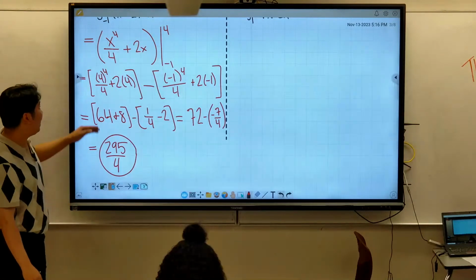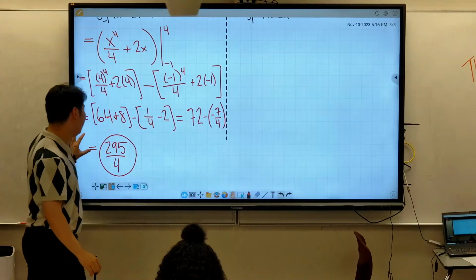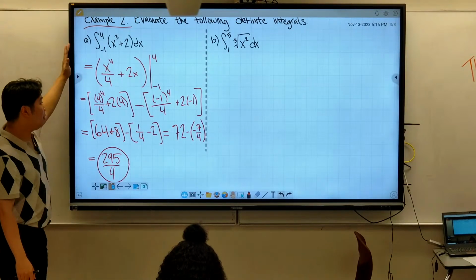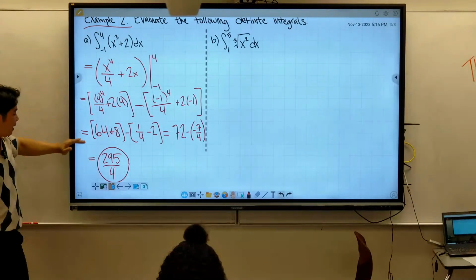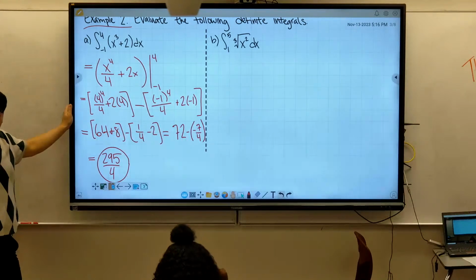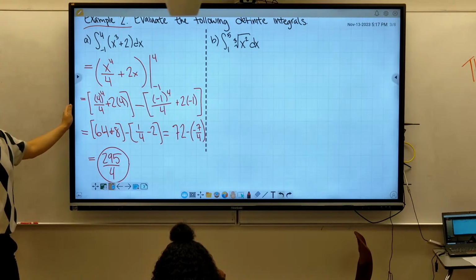So we just evaluated this definite integral. I'll zoom out a little bit. I did this definite integral and I got 295 over 4. What does that 295 over 4 represent? Well, we're not talking about any physics applications just yet. What did it mean geometrically, if I had a graph? Yeah, area under the curve. But I want to be a little bit careful about how I word that.